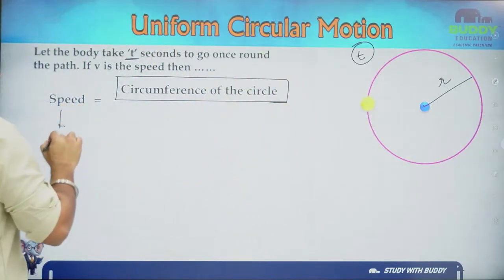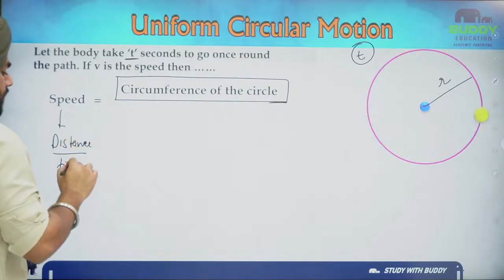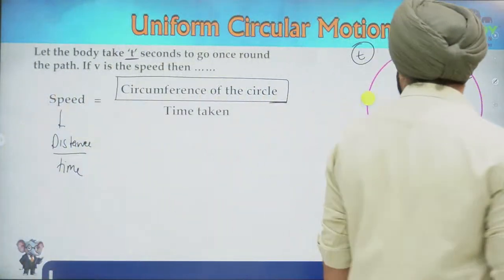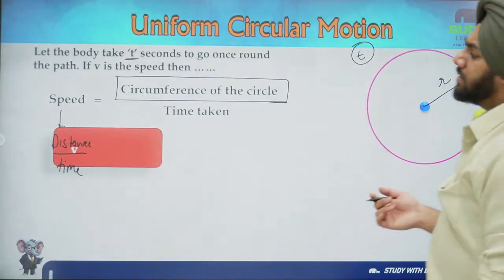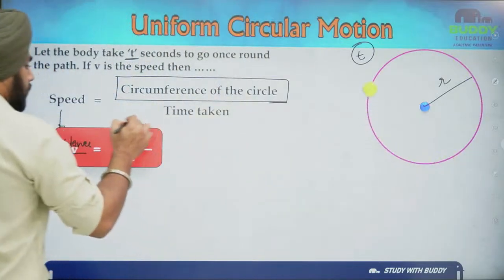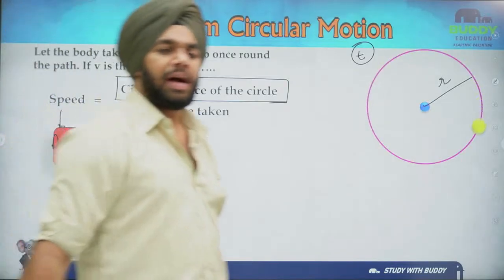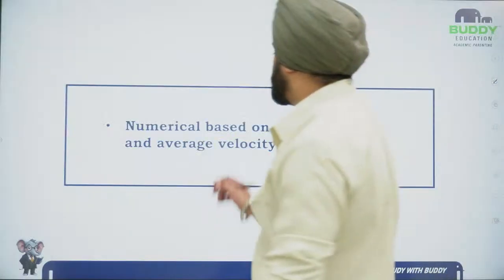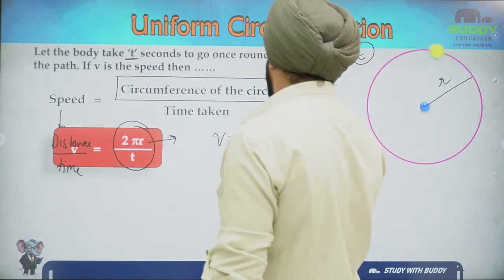Speed is what? Distance upon time. And the distance covered by the particle is along the circumference of the circle. So the circumference of the circle is what? 2 pi r, right? 2 pi r by t. So this is how you find out the speed of the particle under circular motion. Speed, or v, is equal to 2 pi r by t.